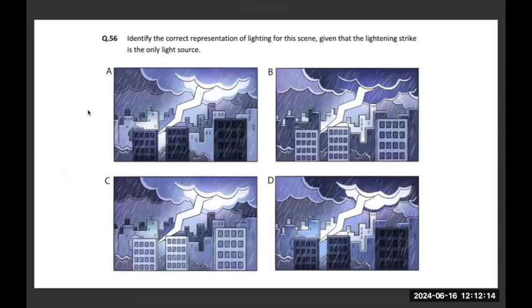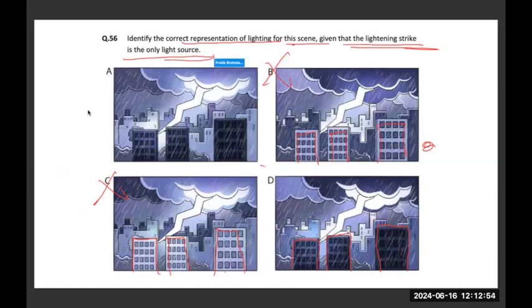Identify the correct representation of lighting for this scene given the lighting strike is the only source. When you compare the options put together, A और D में आपके आगे वाले जो building है ये वाले, they are dark, versus C or B में they are lit up. If lighting is the only source, ये दोनों lit up नहीं होते, which means B or C has to be eliminated because they are lit up here, which means there's another light source happening in the front in B and C. Versus हमको दिया है कि lighting strike is the only light source.